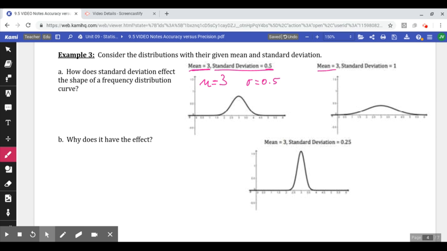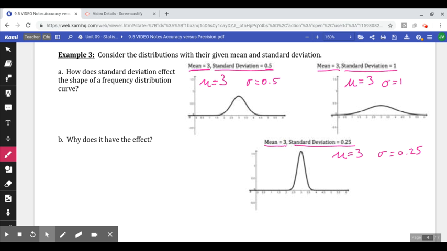For the next one, the mean is also 3, but the standard deviation is 1. And that's mu there, and that means the mean. So we've got 3, and then standard deviation is 1. For the next one down here, the mean is still 3. That's this part right here. And the standard deviation is now 0.25. That's that part here.